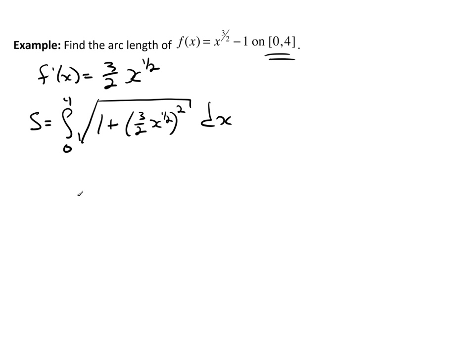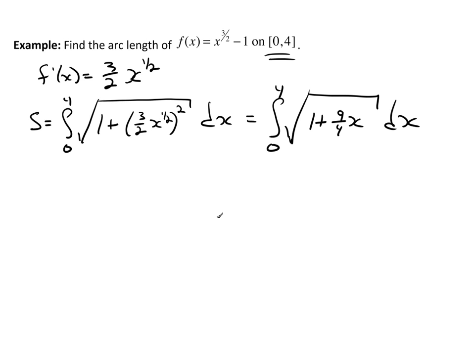If I square this, it's going to be 9/4, and this would be x to the 2 over 2. That's simply x. So this equals the integral from 0 to 4 of the square root of 1 plus 9 over 4 x dx. Okay, now I need to integrate this.